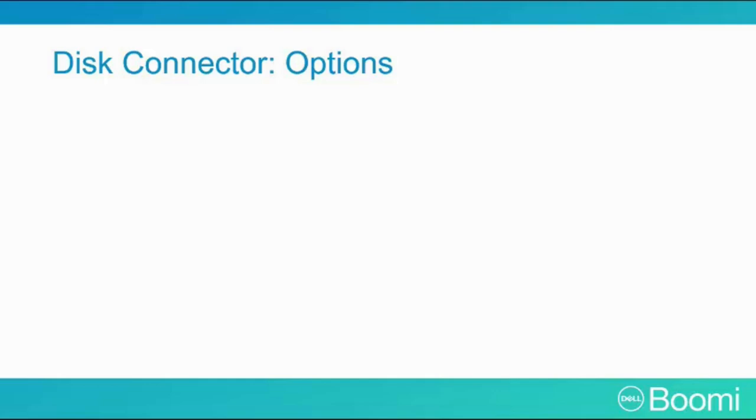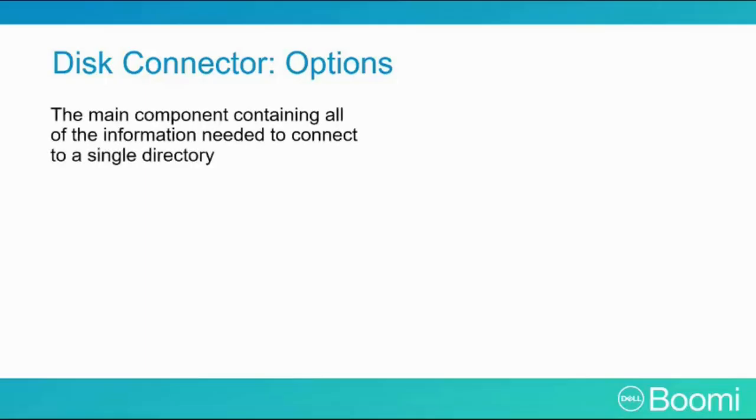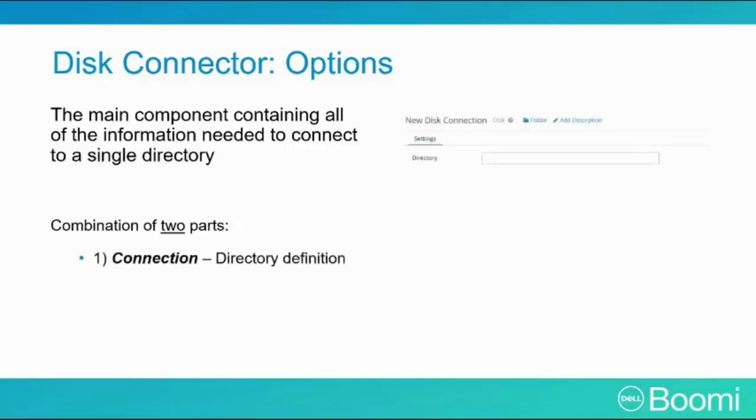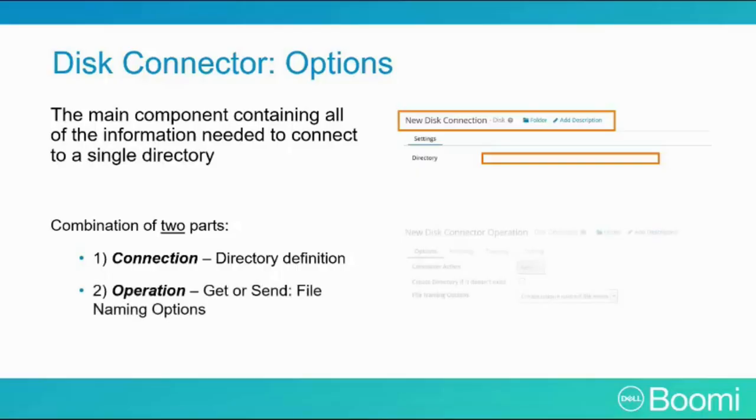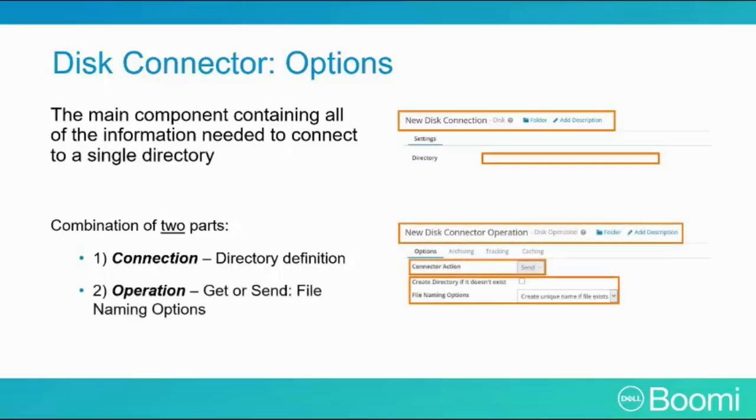With our start shape complete, let's discuss the core options of our end shape, the disk connector. Just like our start shape, the disk connector shape is the main component containing all the information needed to connect to a single directory. Like any connector, it is made up of 2 parts. The connection, or the where, which is the directory definition, and the operation, or the how, which is the get or send, and the file matching or naming definition.